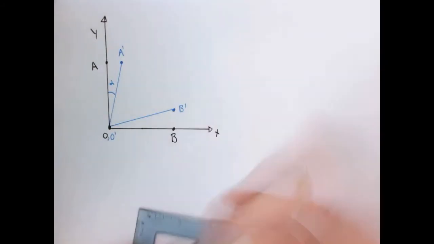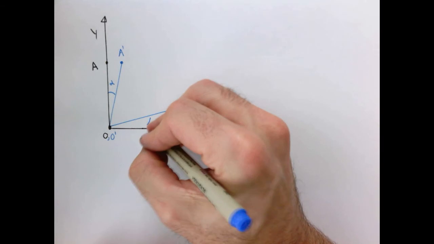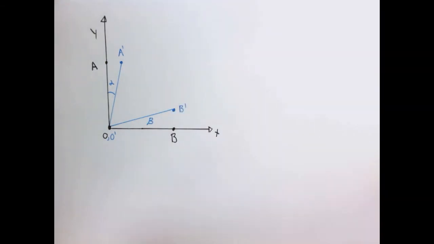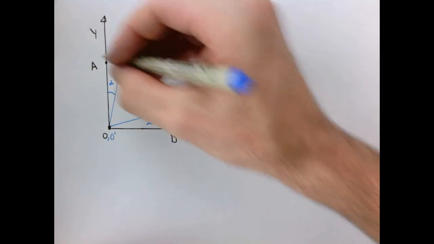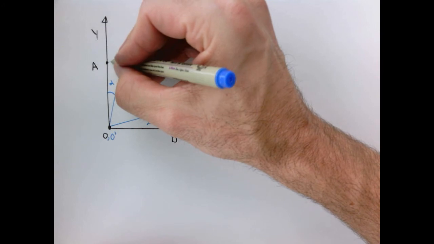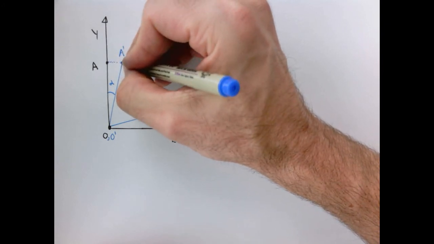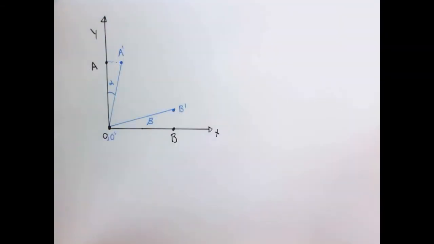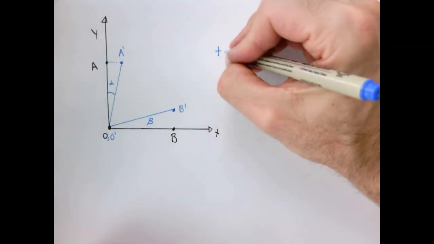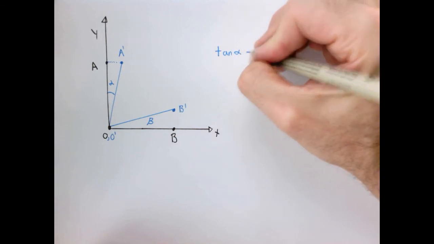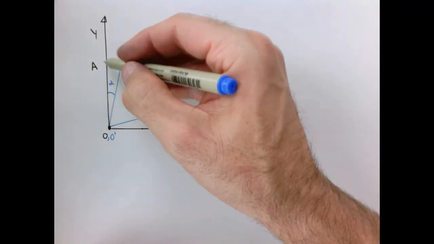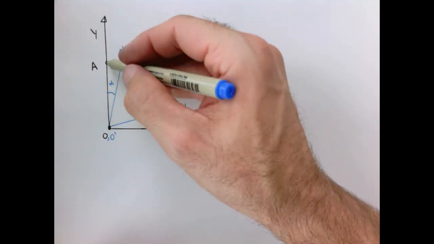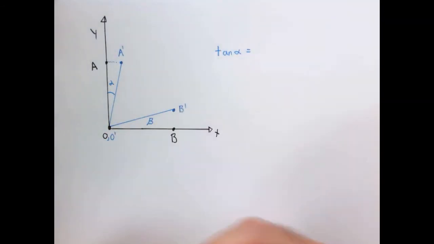I'm going to call that angle alpha and that angle beta. Okay, so how do we figure out the angles alpha and beta? To find this distance, all we have to do is know how far this point is moved out and the original distance of this line, right? And then we can say that the tangent of alpha is equal to this distance divided by this distance.